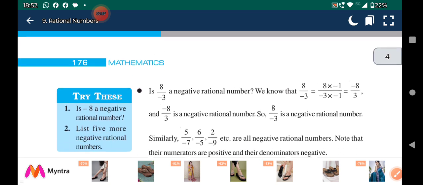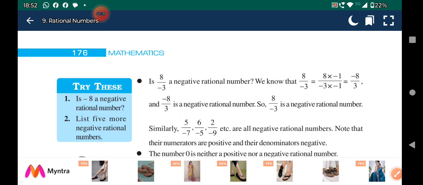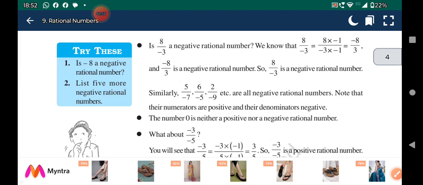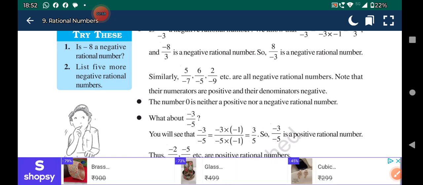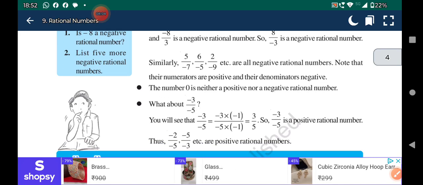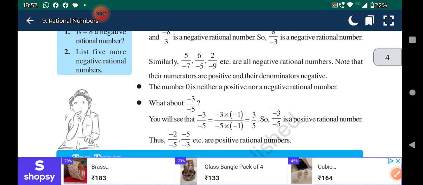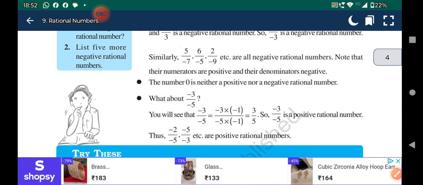Is 8 by minus 3 a negative rational number? We know that 8 by minus 3 equals 8 into minus 1 by minus 3 into minus 1, which equals minus 8 by 3, and minus 8 by 3 is a negative rational number, so 8 by minus 3 is a negative rational number. Similarly, 5 by minus 7, 6 by minus 5, 2 by minus 9, etc. are all negative rational numbers.